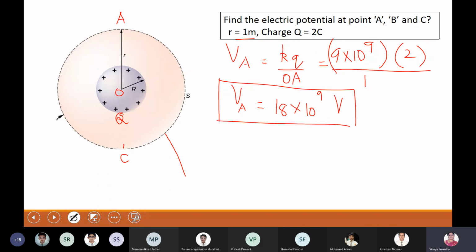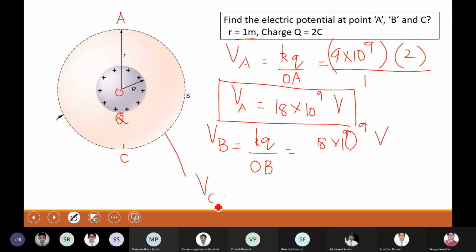Are you getting this? What is VB then? Can you calculate VB? Austin, what is the value of VB? Austin, it will be the same. It will be the same, 18 into 10 to the power of 9 volt. What about VC? Yes, boys? That also it will be the same. That will also be 18 into 10 to the power of 9 volt. Okay.